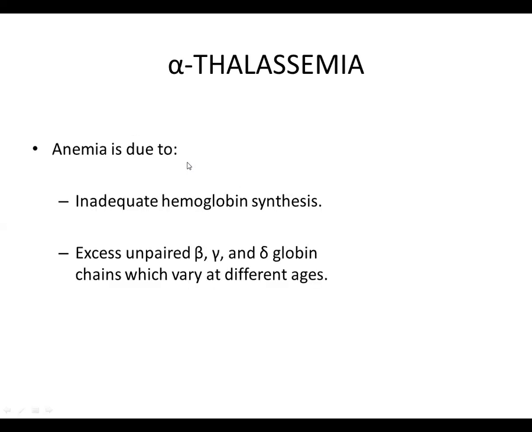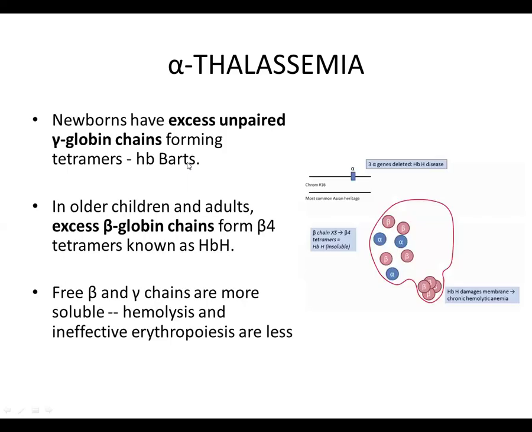In cases of alpha thalassemia, anemia is again due to inadequate hemoglobin synthesis and because of excess unpaired beta, gamma, and delta globin chains, which vary at different ages.